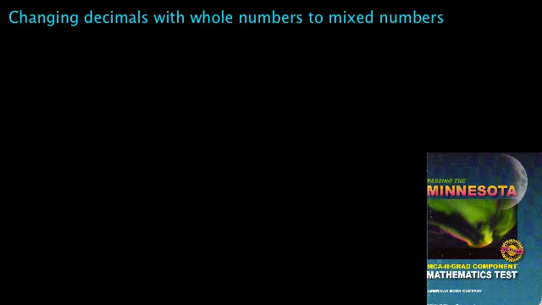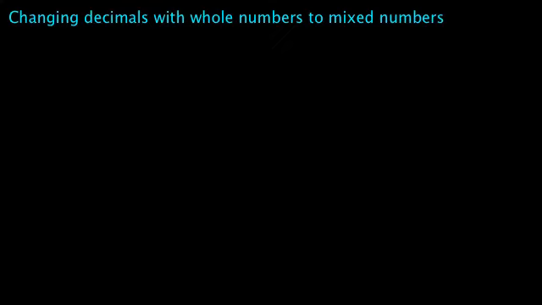Our topic is changing decimals with whole numbers to mixed numbers, which is drawn from section 1.8 of the book Passing the Minnesota MCA-II Grad Component Mathematics Test, Revised Edition, published by the American Book Company in 2010.